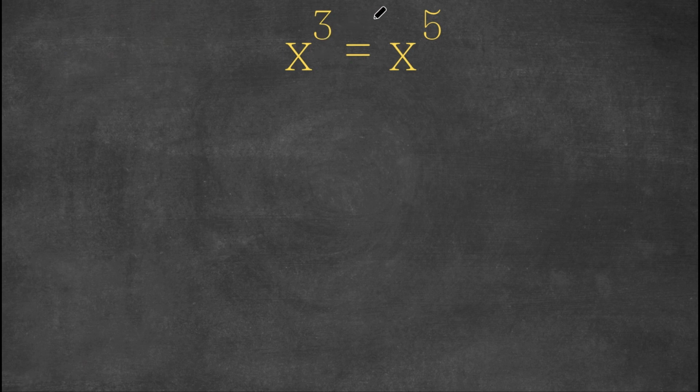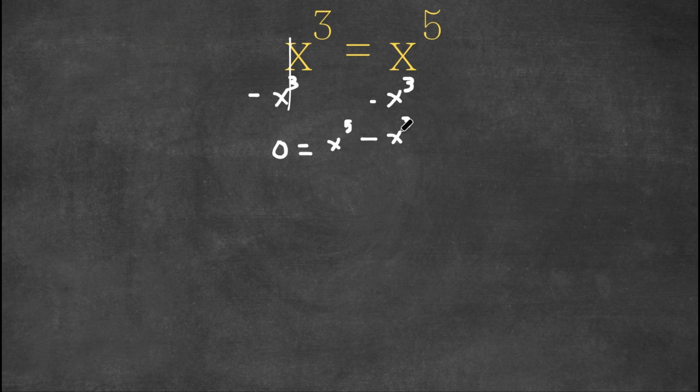x to the power of 3 equals x to the power of 5. So what we're first going to do is subtract x to the power of 3 on both sides. For this side, x to the power of 3 minus x to the power of 3, well, these two just cancel out, so we get 0 equals x to the power of 5 minus x to the power of 3.